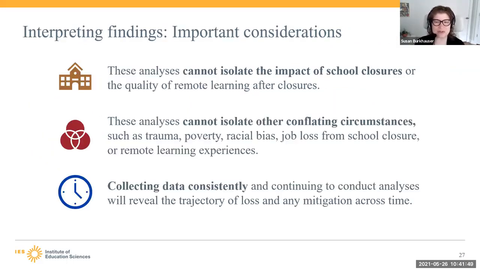The toolkit provides users with important considerations for these analyses. So these analyses cannot isolate the impact of school closures or the quality of remote learning after closures. They cannot isolate other conflating circumstances, so trauma, poverty, racial bias, job loss from school closure, or the details of the remote learning experiences. And then also collecting data consistently and continuing to conduct analyses will reveal the trajectory of loss and any mitigation across time. So for example, you may observe that the size of learning changes are different now at the end of the 2021 school year than they were at the beginning of this school year.